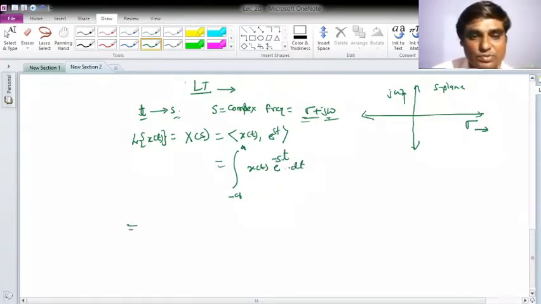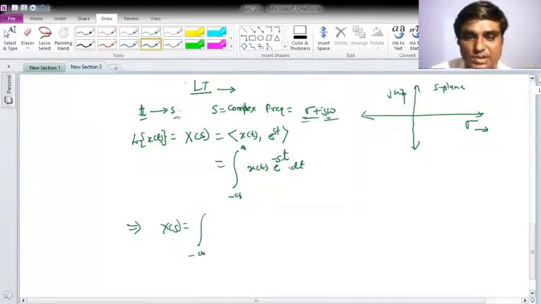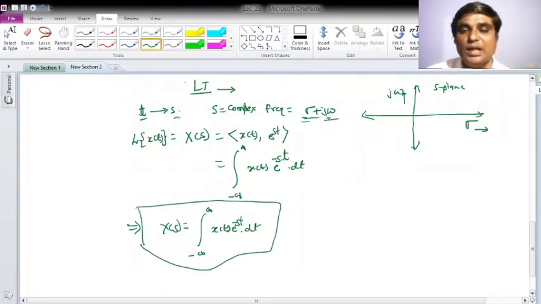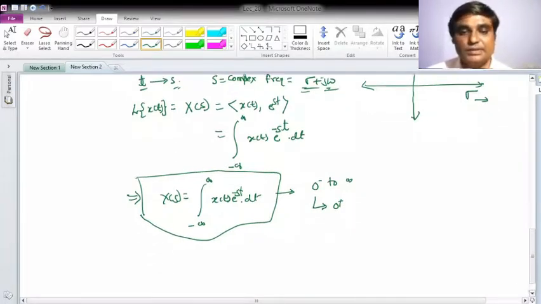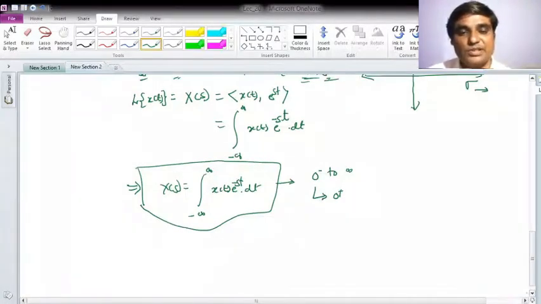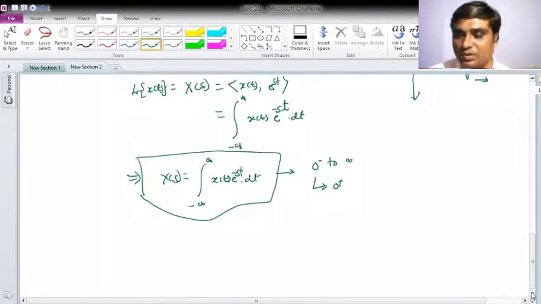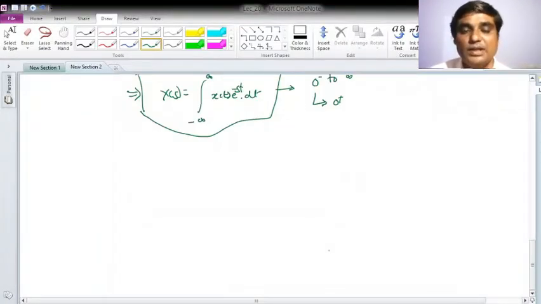Okay, so what is the Laplace transform? Now this is basically the definition: minus infinity to plus infinity x of t e raised to minus st dt. This is the general definition of the Laplace transform, and in our application, that is for circuit application, we go from 0 negative to infinity, with the assumption that the law of continuity will be satisfied.